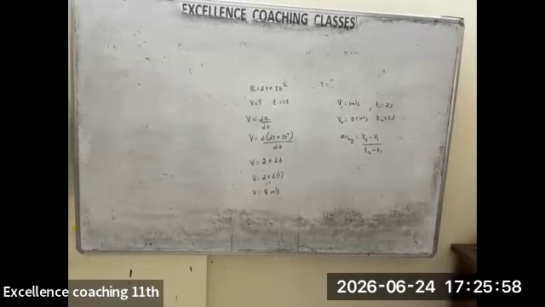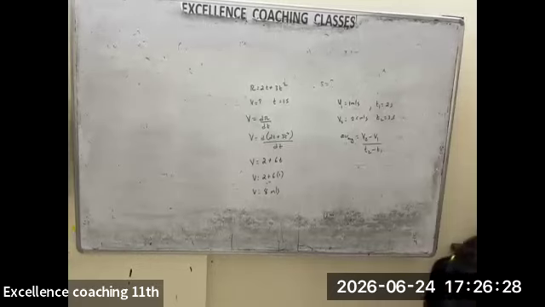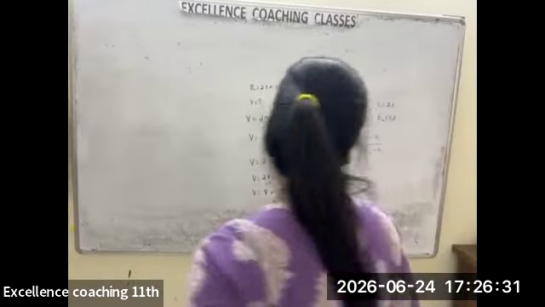Read the next question. Draw the velocity time graph for an object in a uniform motion. Show that the area under the velocity time graph gives displacement of the object in the given time interval. Okay, I'll show you all this.